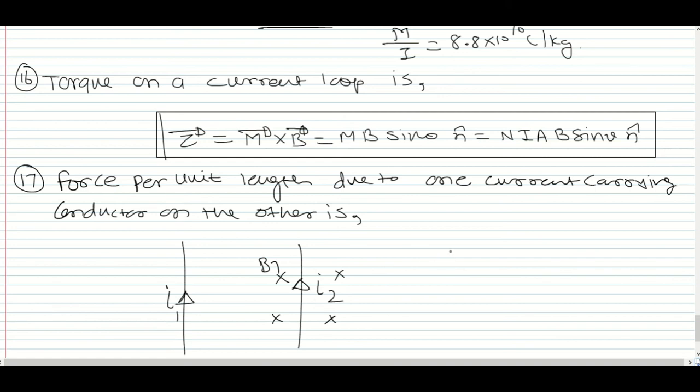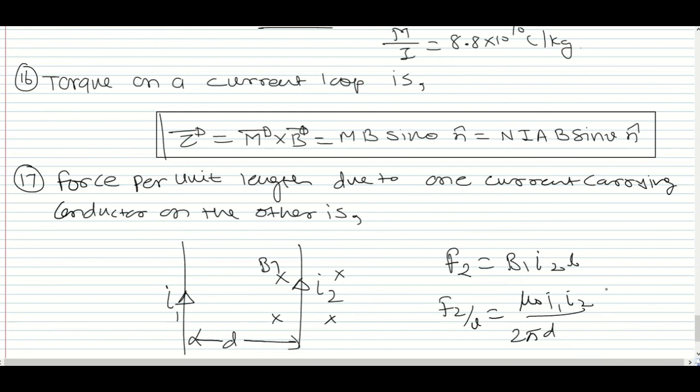So the force on the second will be B1 magnetic field, I2 current into the length. So it will be force per unit length we have. B1 is mu naught I1 I2 divided by 2 pi d, where d is the distance between the two current carrying conductors. So this is the force per unit length formula: mu naught I1 I2 divided by 2 pi d.